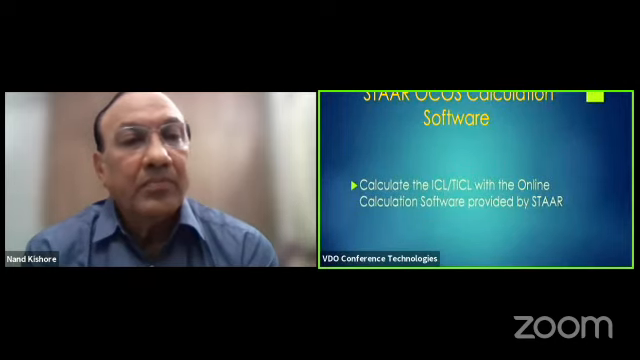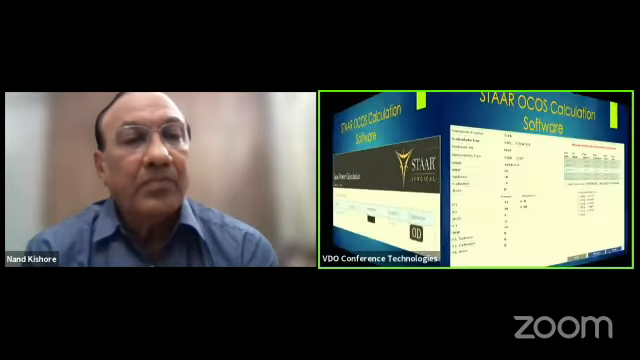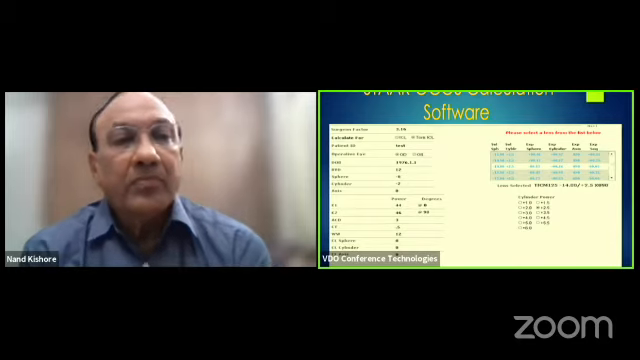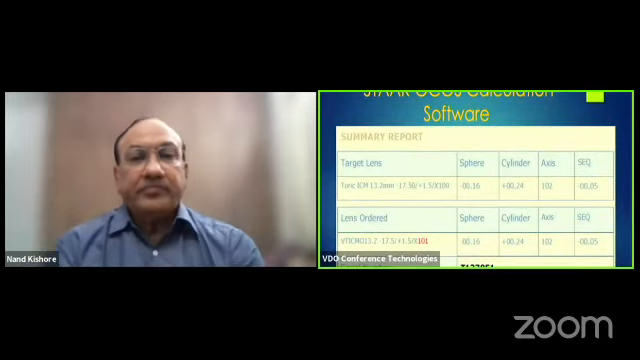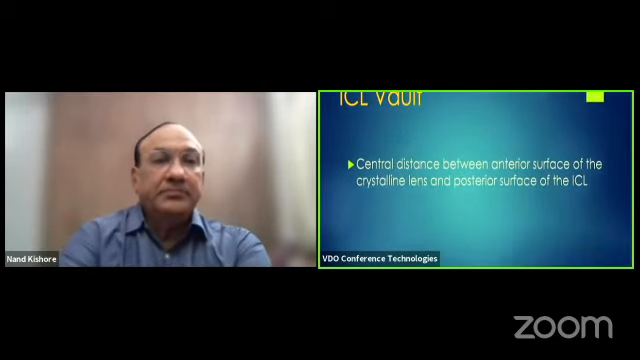We need to calculate these lenses using this software, the calculation software provided by STAAR, and we can choose the lens by calculating them. Otherwise, they will also help. This is what the final printout looks like. The chosen lens is given, and we need to understand about the vault.